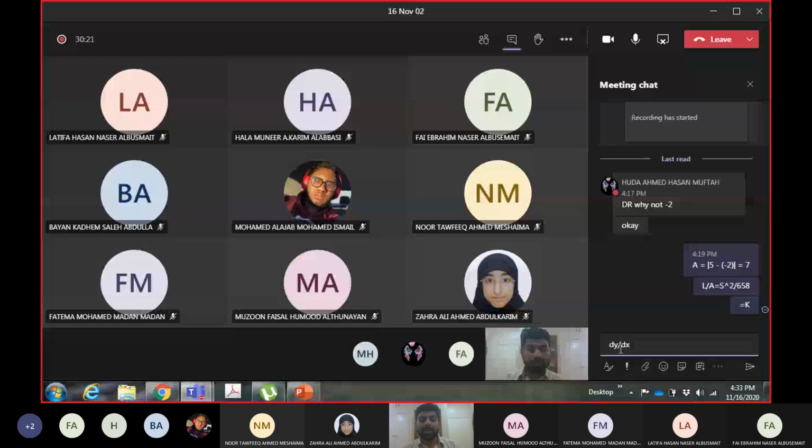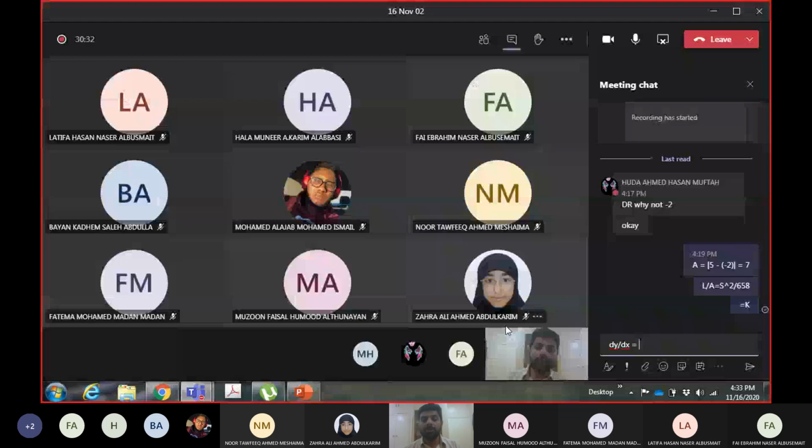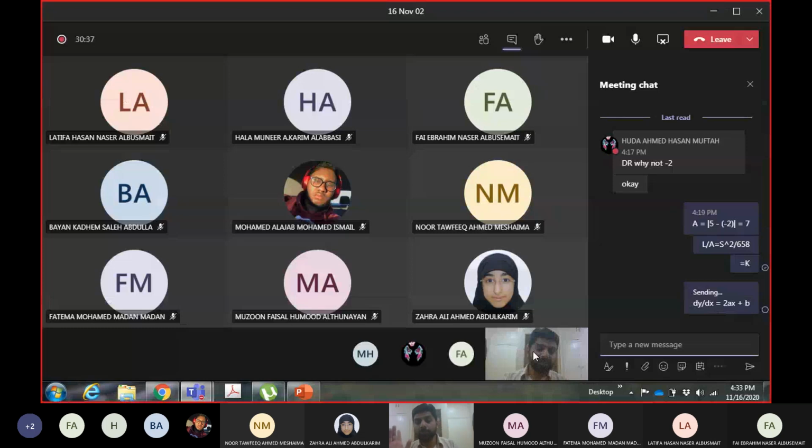Okay. So if you take the derivative of this equation, it will be 2ax plus b, right? C will become 0 and x will go out. So dy by dx is 2ax plus b. This is the slope of the curve.